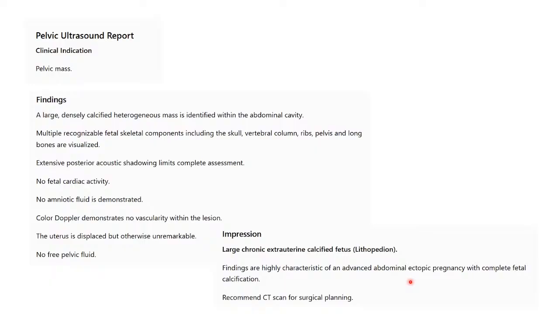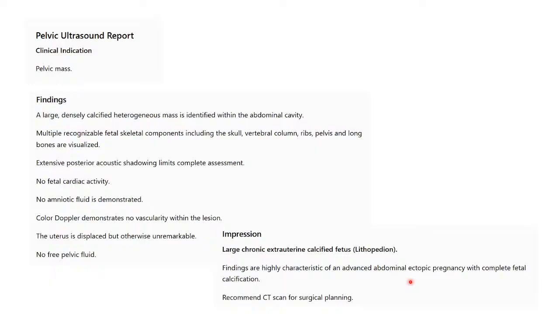So here are the CT findings. You can see here the calcified lithopedion there. CT demonstrates a completely calcified fetus, preserved fetal anatomy, calcified placenta, no surrounding inflammatory changes, displacement of bowel loops, and chronic adhesions.